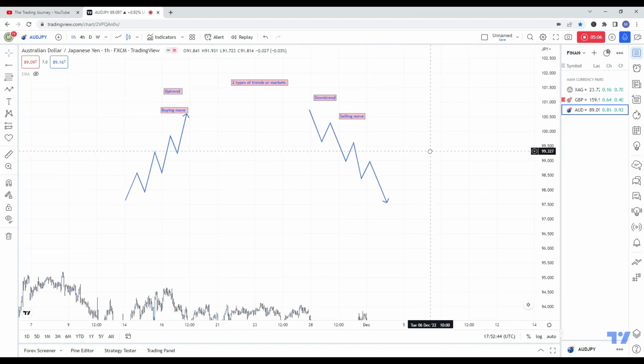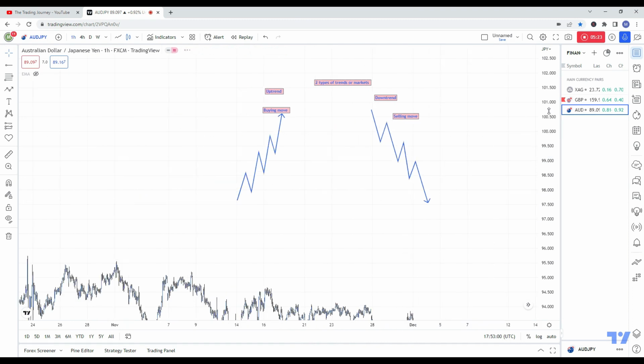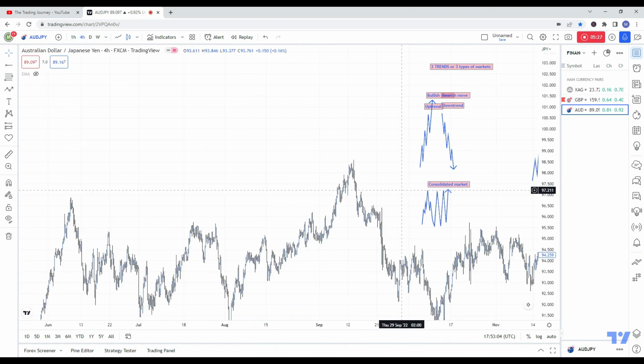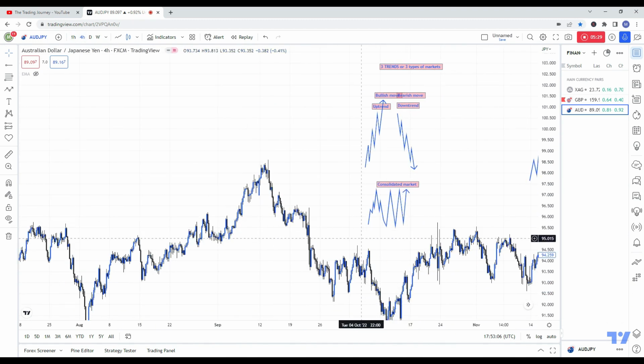Right. So this is uptrend, as I said. The market is going up, pulling back, going up, pulling back, going up, pulling back, and going up. And there is a downtrend where the market is going down, pulling back up, going down, pulling back up, and going down, pulling back up, and going down. Right. So let's identify an uptrend market.